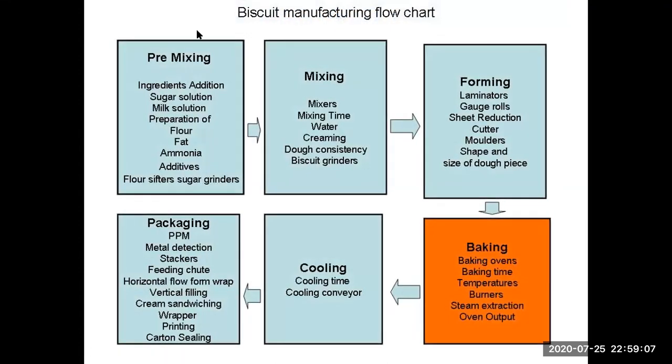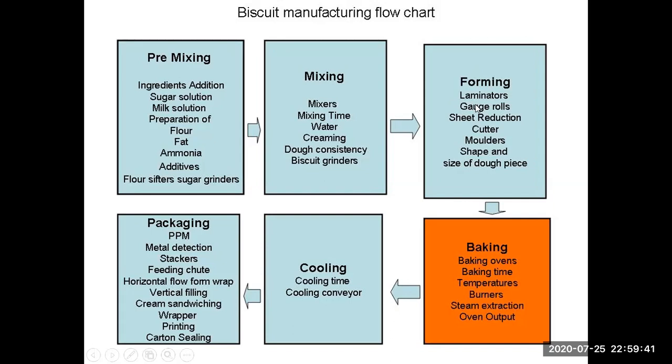And if you go for the process, there are six steps of the biscuit making process. First of all pre-mixing, mixing, forming, baking, cooling, and packaging. You can check there are some points given in the title of pre-mixing or mixing, which describe the function of these steps. For example, in the pre-mixing process, you have to prepare all the ingredients that you want to add there. And in the mixing process, you will mix the ingredients.